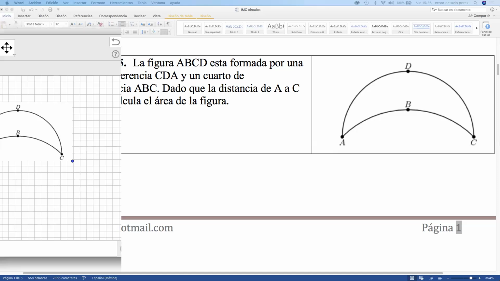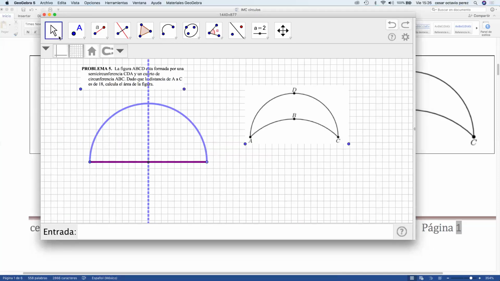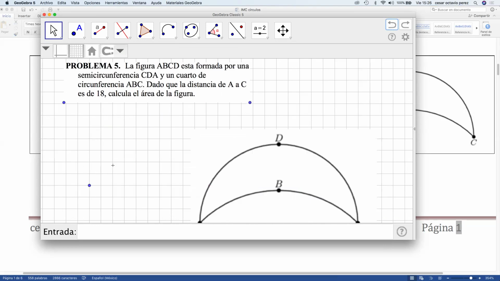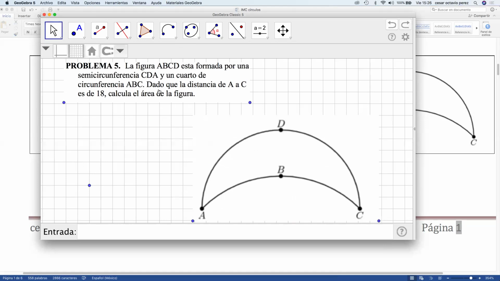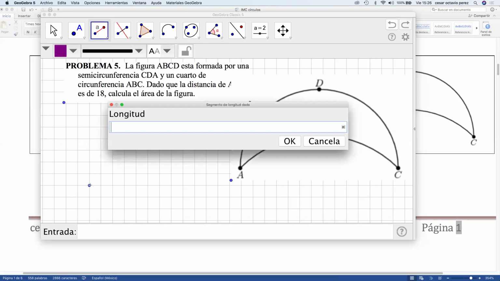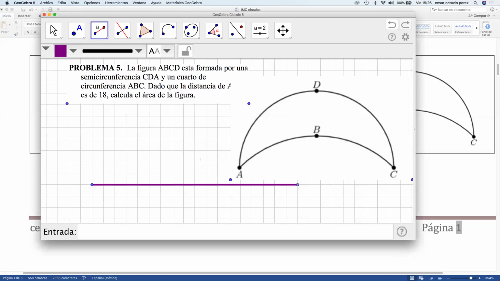Estoy haciendo el dibujo. I am making the drawing, but I think that it will be useful if you see it. Okay. Here we will have the distance from A to C will be 18. Okay. Let me draw something like this. 18. Okay.